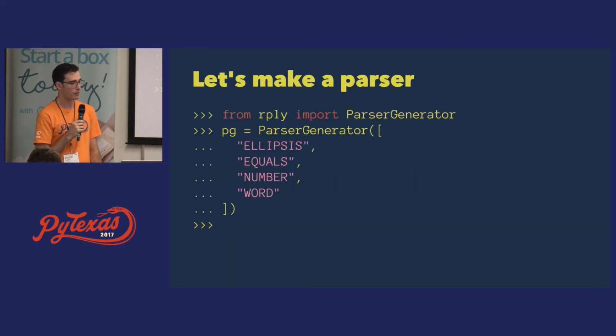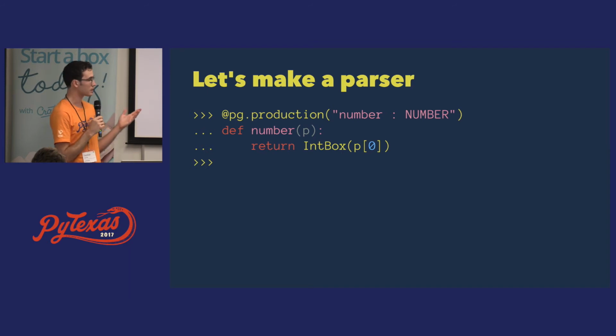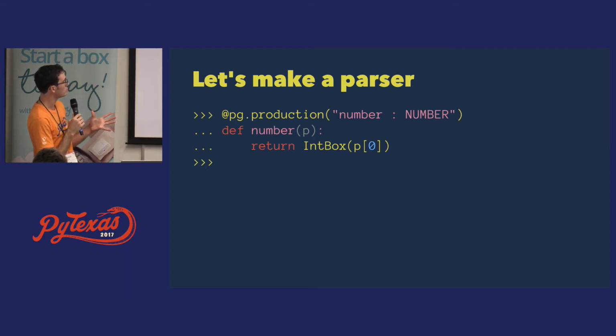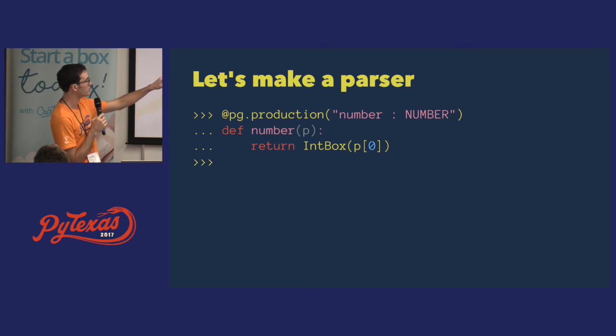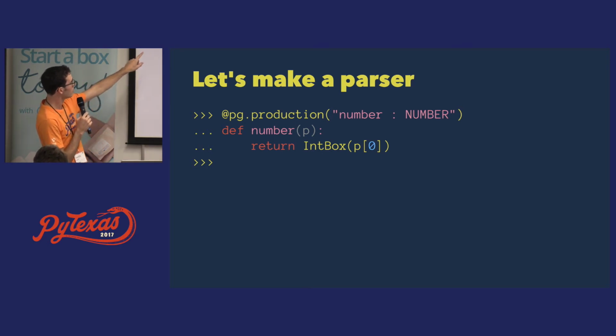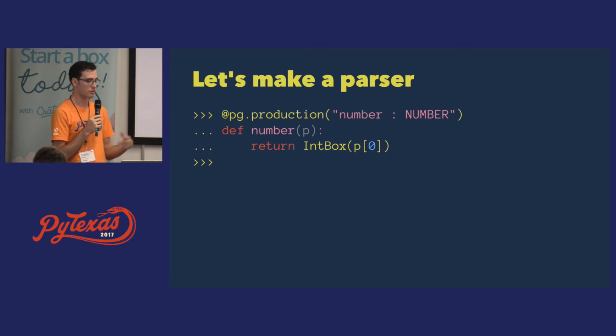And so with RPLY, we get a parser generator. We tell it about the tokens that we know about. And then we can use this decorator, pg.production, to define a production. So this uses the string at the top to say, all right, you see a number token, you're going to generate an int box, pass the first parameter in to that, and then just return it initialized. So that's what the number looks like. The word is similar.